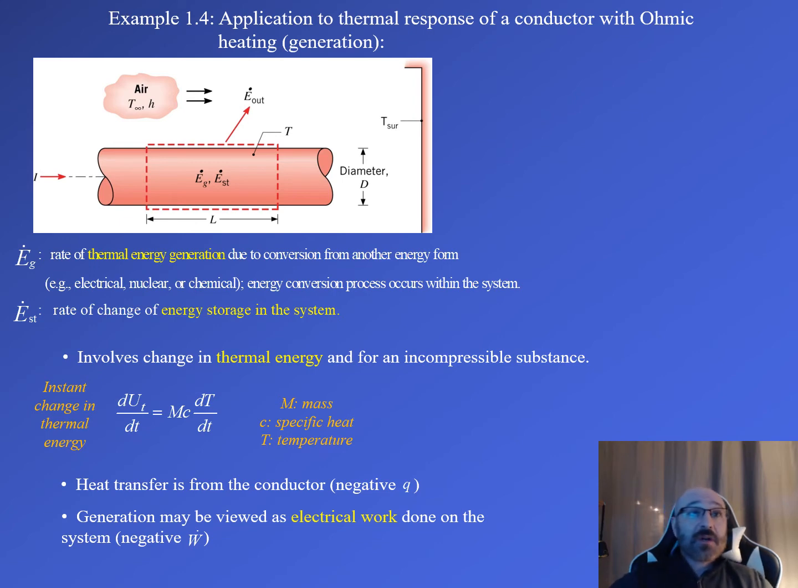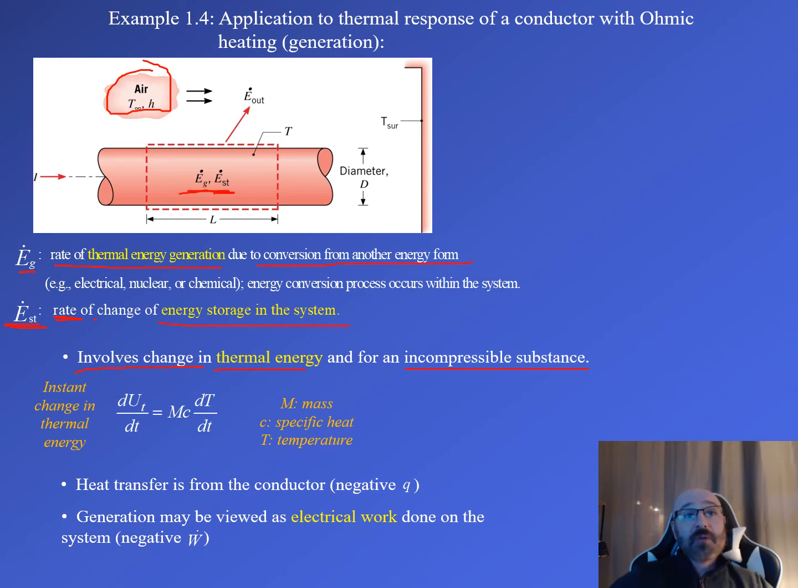So I take a look down here and I recall, okay, I had my E sub G dot there. I can see that that's right in the center. This is my rate of thermal energy generation due to conversion from one form of energy to another. And I have my E dot ST right here, which is the rate, again, the dot right there, the rate of change in the energy storage of the system. So those are my two internal parts right there. So this is going to involve change in thermal energy for an incompressible substance, because we have air up here, so this is incompressible right there, so we can infer that from our diagram as well.